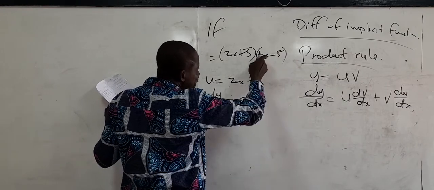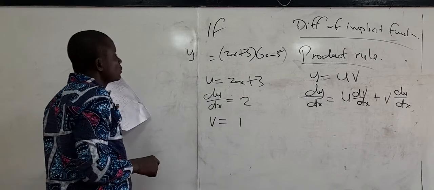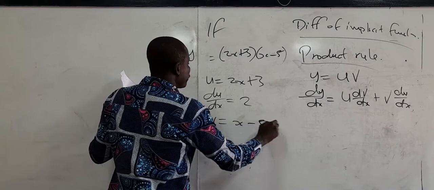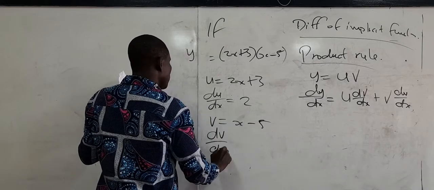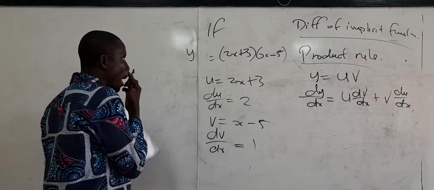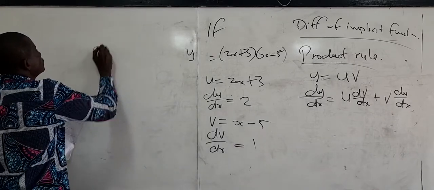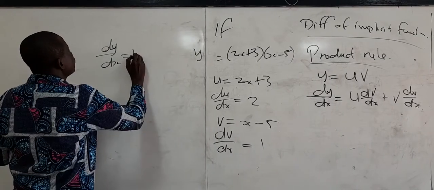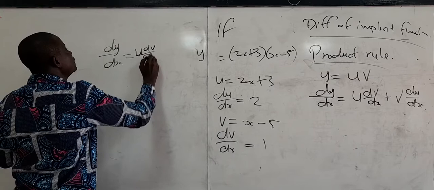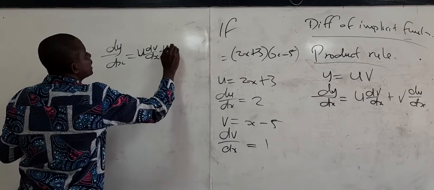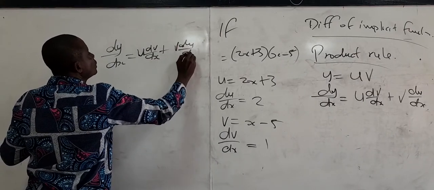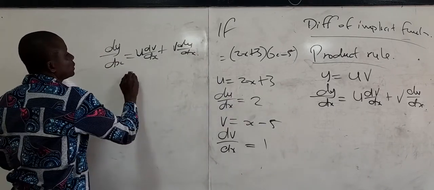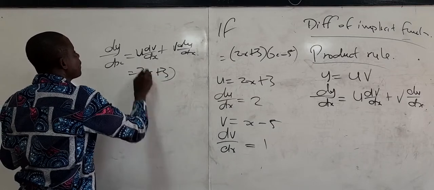Because this one goes to 0 and this is 1. Okay? V is equal to x minus 5, and dv/dx is equal to 1. That's what I'm saying. So dy/dx is what? It is u dv/dx plus v du/dx. So what is our u? The original u is 2x plus 3. I'm repeating.